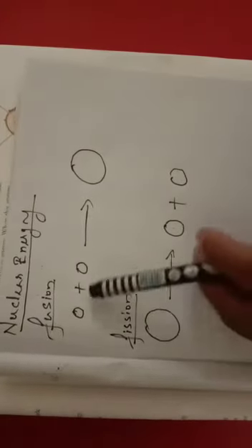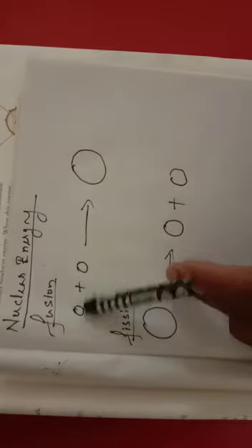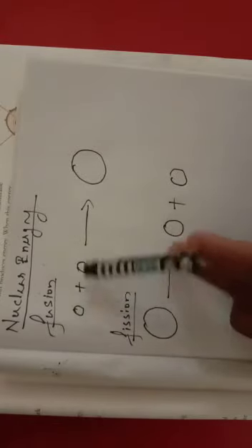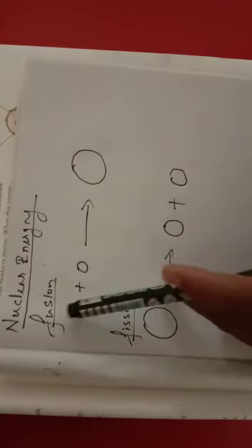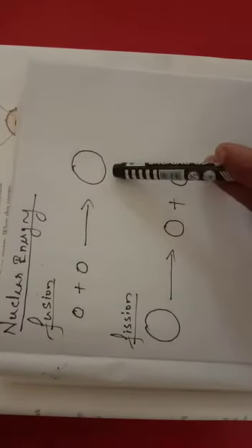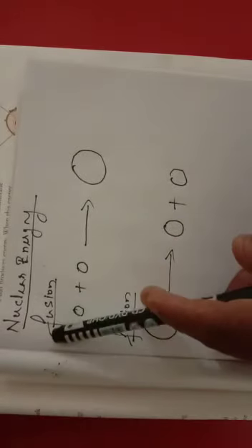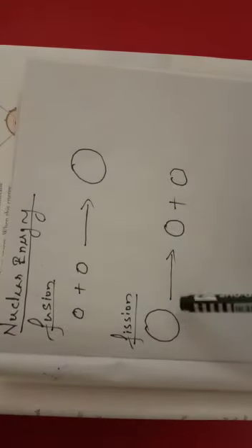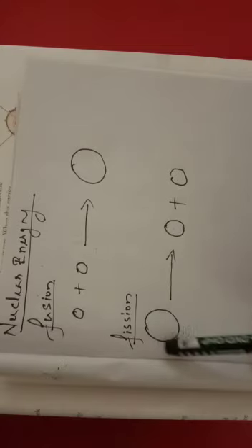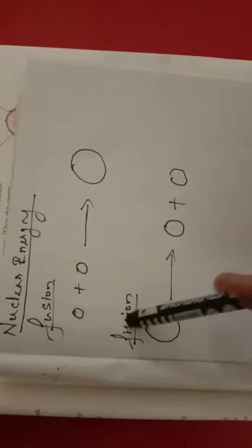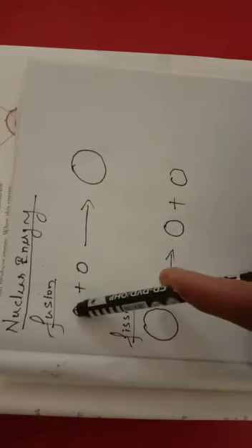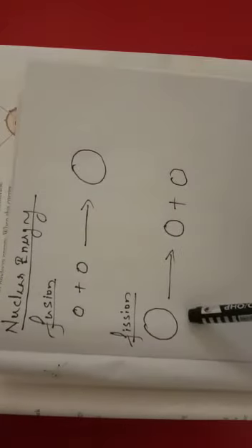When two small nuclei fuse together, they combine to form a bigger nucleus. Okay, when they combine, this is called the fusion reaction. And the fission reaction is when a bigger nucleus breaks to form two or more smaller nuclei. Fission is breaking and fusion is combining. Fusion combining, fission breaking.